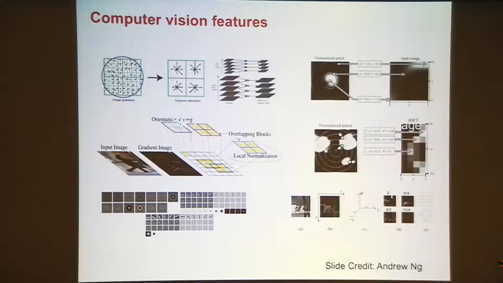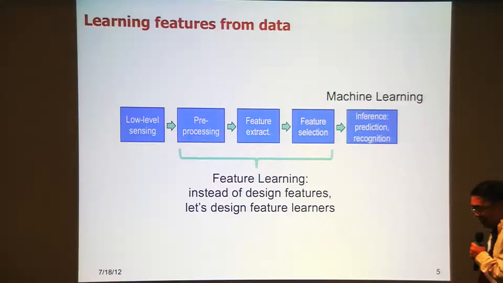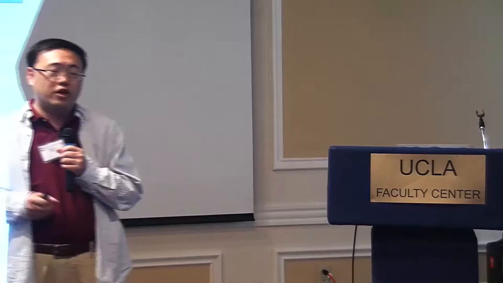Like this one, okay. This is the SIFT feature, right? So here, the story of deep learning is about why don't we learn features from data, right? So we allow some flexibility on the modeling side, and then feed data to the model, and we hope the model can automatically learn meaningful features from data. So this is essentially the purpose of deep learning.